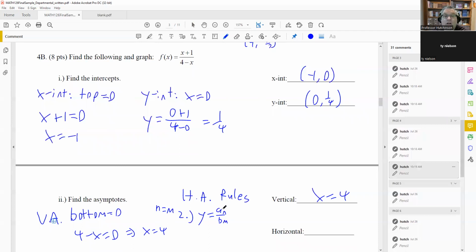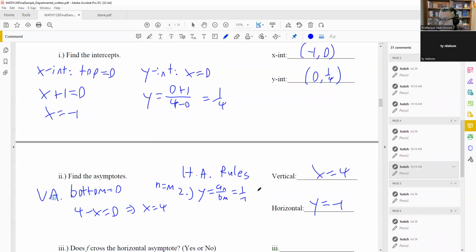So we want to divide the leading coefficients. In this case, there's a 1 on top in front of the x, and there's a -1 on the bottom. So we have 1 over -1, which means that y is equal to -1. It's just the ratio of the leading coefficients, a 1 in front of this and a -1 in front of that. That's how you get -1 for the horizontal.